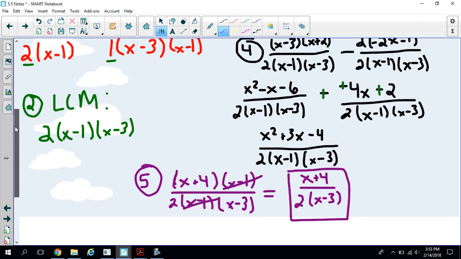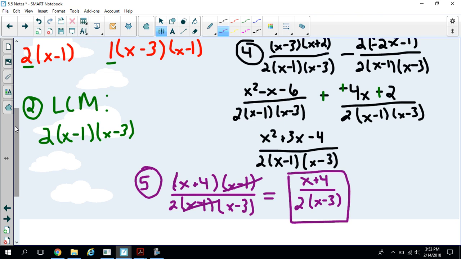Okay, I would advise you to try 2 through 30 even in the homework, so you can make sure that you know how to find the least common multiple and you know how to add and subtract rational expressions. So this is page 340, and just try 2 through 30 even. And then if you have any questions, make sure you email me or come in before or after school to get some help.